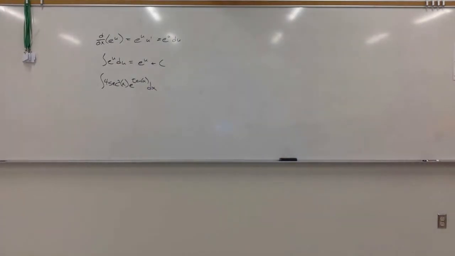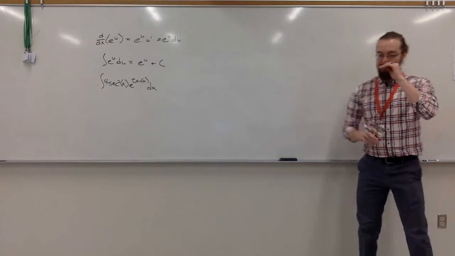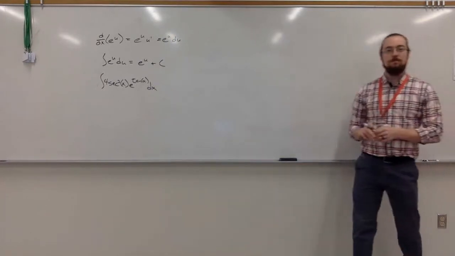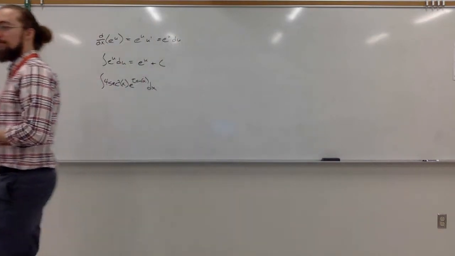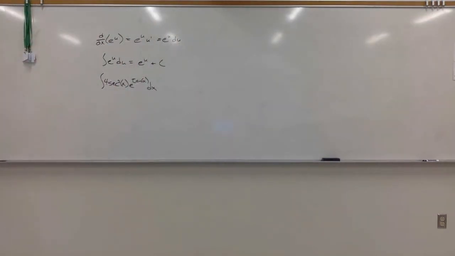How about something like this? 4 secant squared times e to the tangent of x dx. Okay, u is going to be tangent. Alright, so let's.